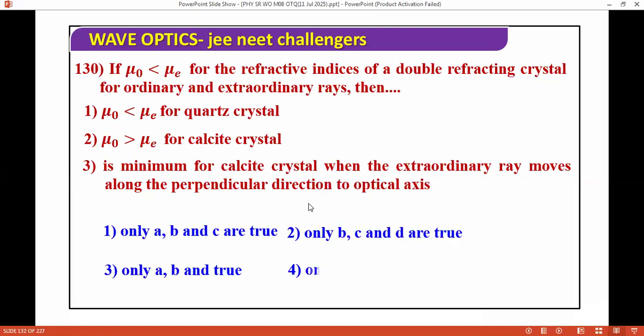So do we have these options? The correct answer will be A, B, C are true. All three are true. So take care of this concept: mu naught is less than mu e for quartz crystal, mu naught is greater than mu e for calcite crystal, and mu e is minimum for calcite crystal when the extraordinary ray moves along the perpendicular direction of the optical axis.